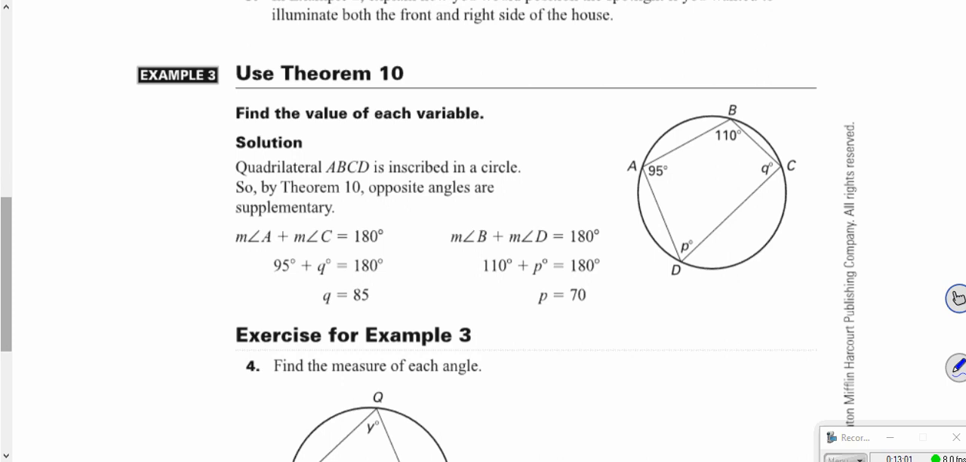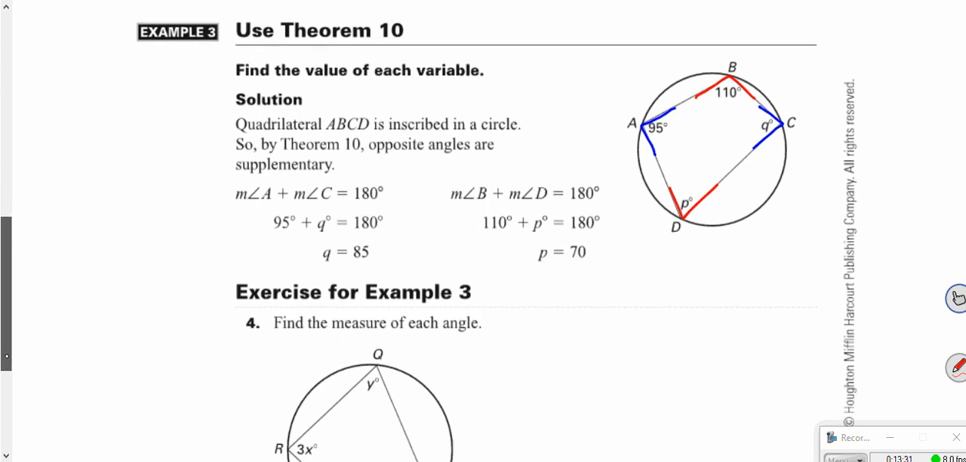Now, let's remind ourselves what theorem 10 was. Theorem 10 said a quadrilateral can be inscribed in a circle if and only if its opposite angles are supplementary. Quadrilateral just means 4 sides. So what this tells us is that A plus C has to equal 180, and D plus B has to equal 180. So they set those up and solved.